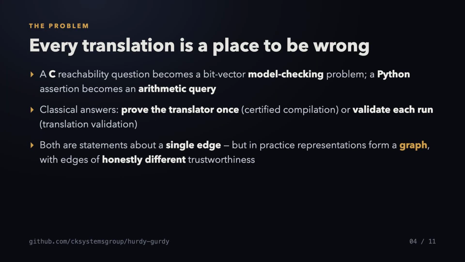You have just seen a C program's reachability question become a model checking problem. Elsewhere, a Python assertion becomes an arithmetic query. Every such move is a translation, and every translation is a place to be wrong. Classical responses, certified compilation and translation validation, are statements about a single edge. But in practice, representations form a graph: many source languages, several solver-facing targets, and, as the example already showed, more than one way to get from here to there with honestly different trustworthiness.